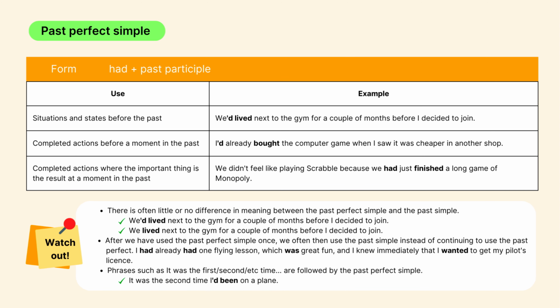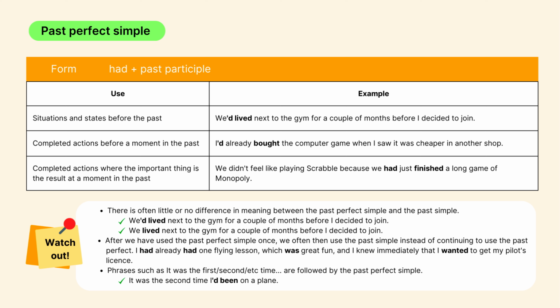Past perfect simple. Form: had, past participle. Use. Situations and states before the past. Example: We'd lived next to the gym for a couple of months before I decided to join. Completed actions before a moment in the past. Example: I'd already bought the computer game when I saw it was cheaper in another shop.